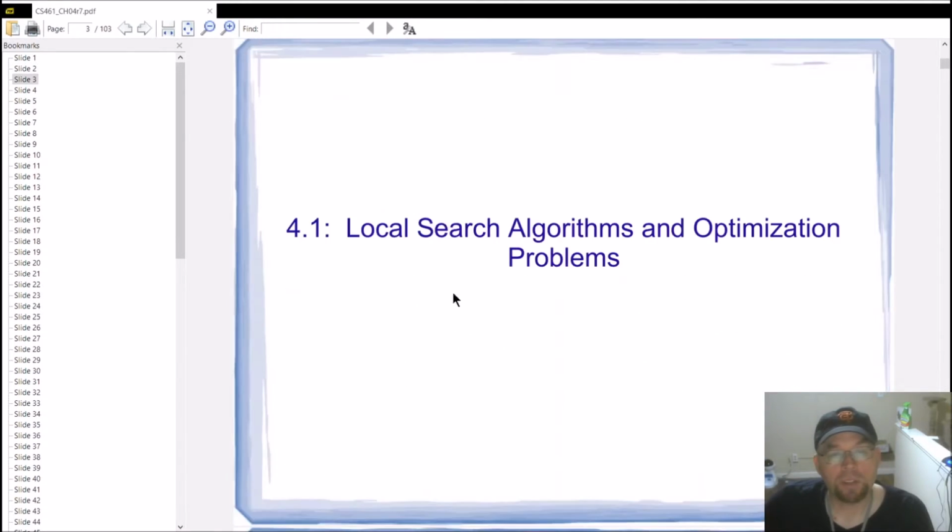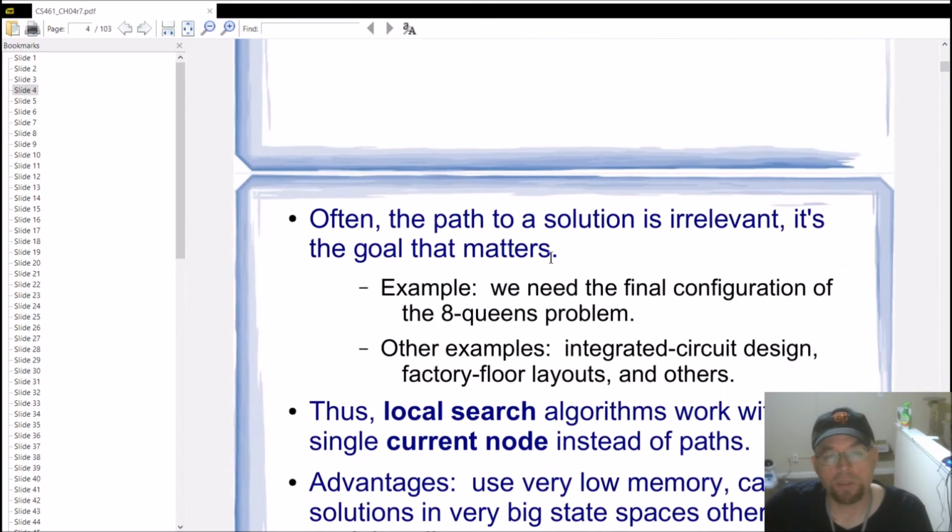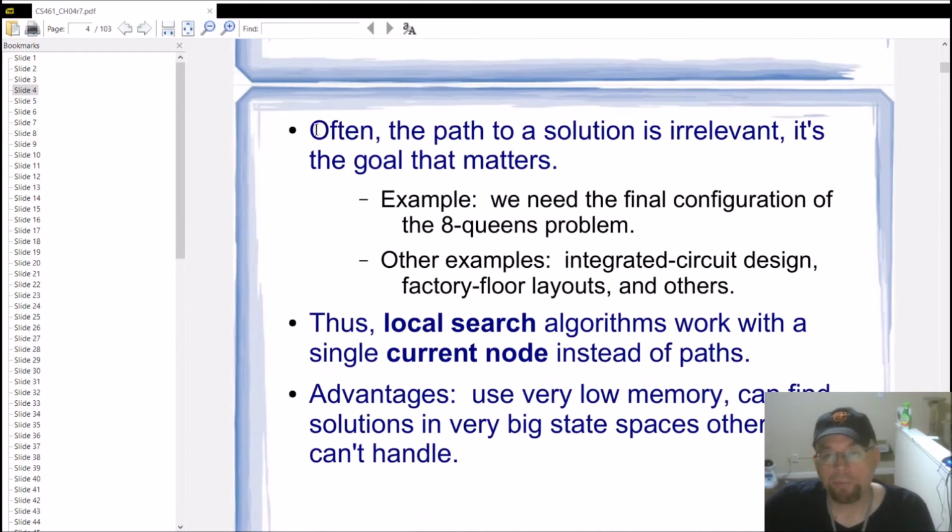Okay. So section 4.1 is about local search algorithms and optimization problems. So let's talk about that. As I was saying, a lot of times, depending on what you're doing, the path to the solution doesn't matter. It's the goal, right?